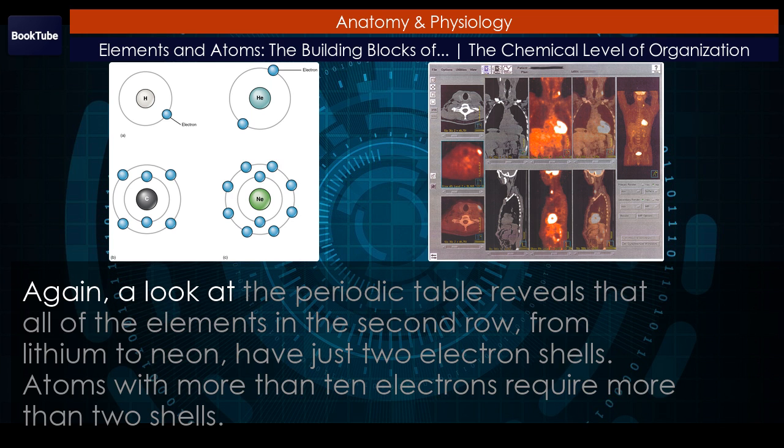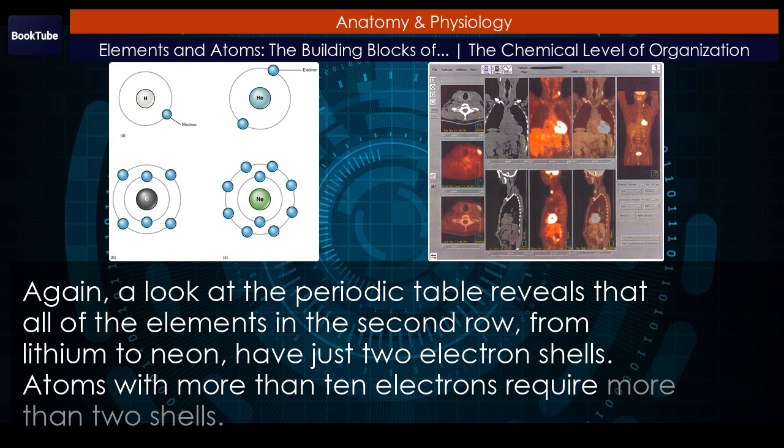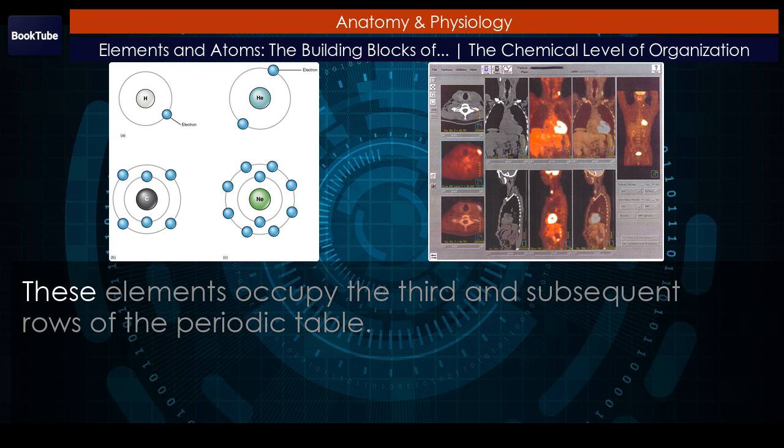Again, a look at the periodic table reveals that all of the elements in the second row, from lithium to neon, have just 2 electron shells. Atoms with more than 10 electrons require more than 2 shells. These elements occupy the third and subsequent rows of the periodic table.